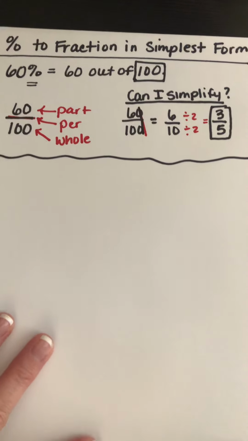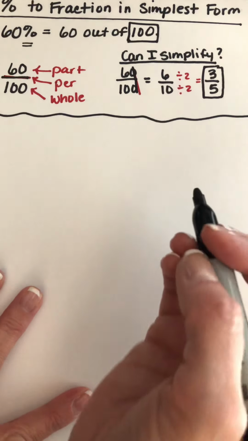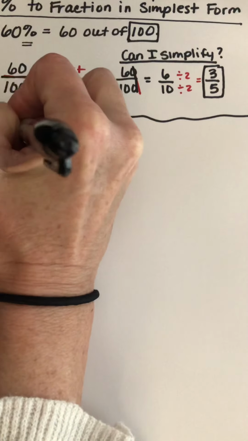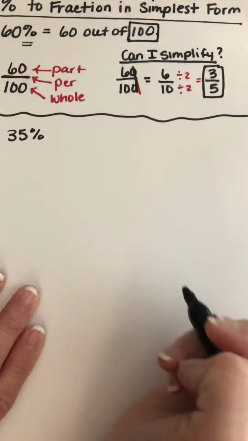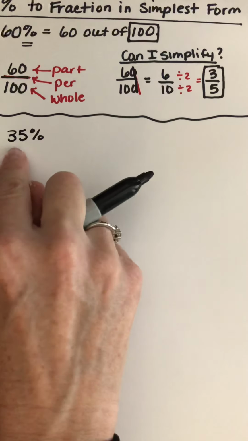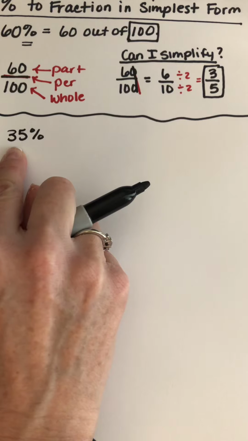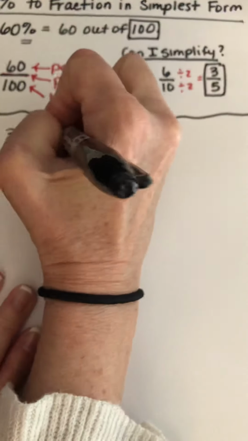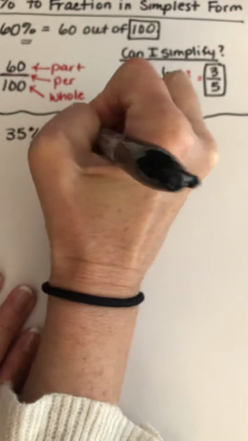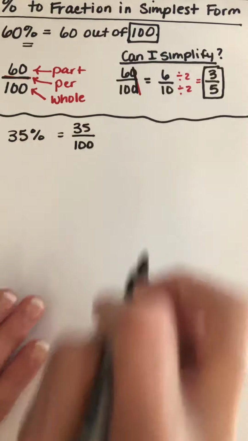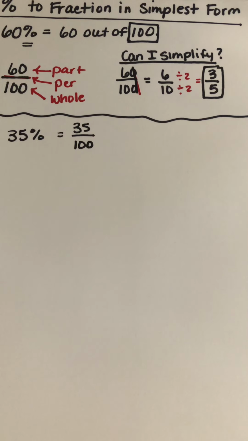Let's try another problem. Let's try 35%. Well, I have to put my 35% over 100. So it's going to be 35 over 100. There I have my 35%. I take off the percent sign and I just put it over 100. And I ask, can I simplify?